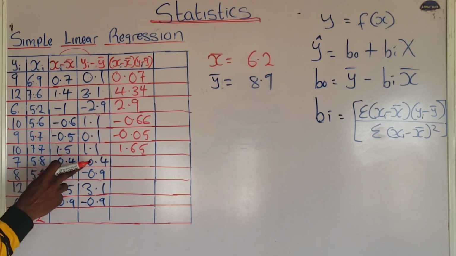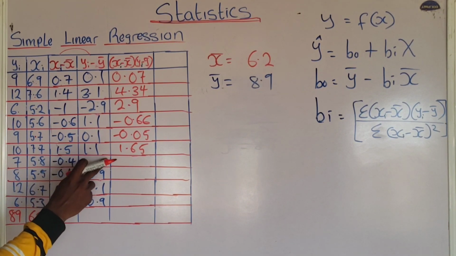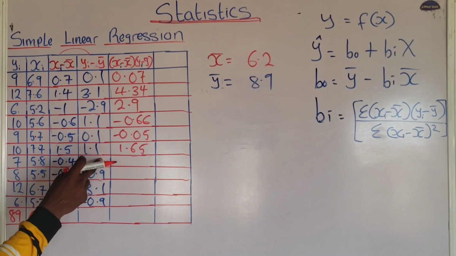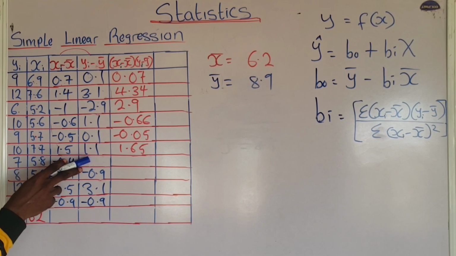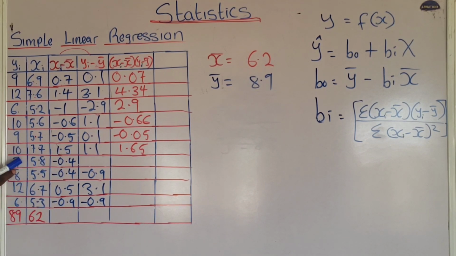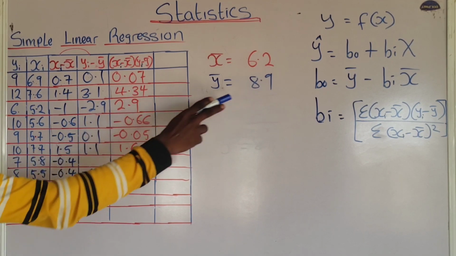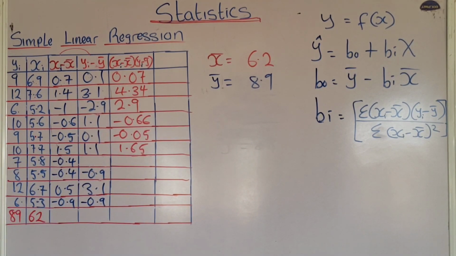Sorry, please pay attention. I think something is wrong here. I want to check something. I think there is a mistake while solving this question. See, for these cells, y minus y bar will be 7 minus 8.9. What will be the answer? I want to check. 7 minus 8.9 is negative 1.9. So this will be negative 1.9. Please pay attention.